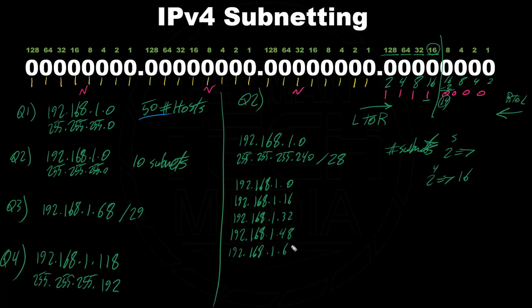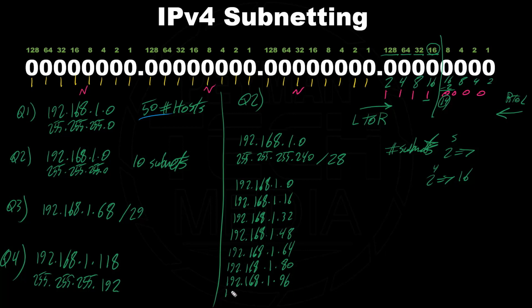192.168.1.64, 192.168.1.64 plus 16, 80. 192.168.1.80 plus 16, 96. How many do we have? 1, 2, 3, 4, 5, 6, 7. They said 10, so we have to continue incrementing by 16.